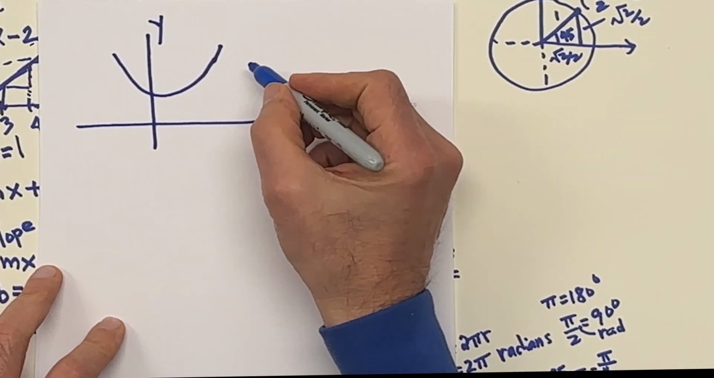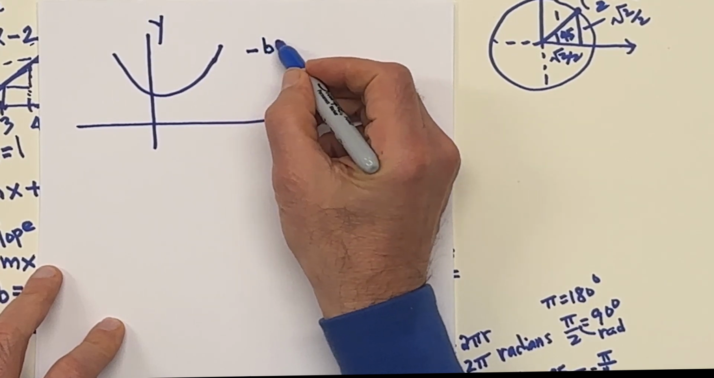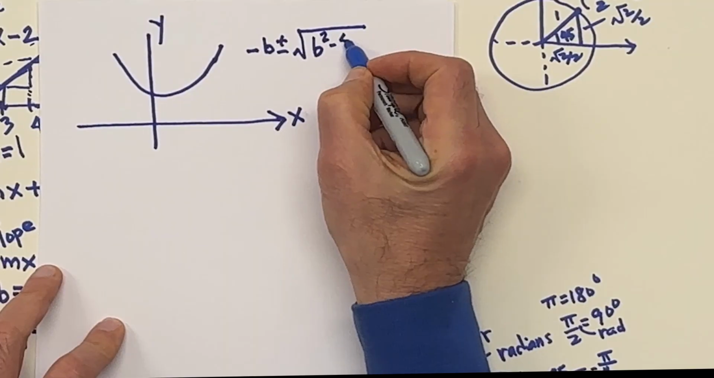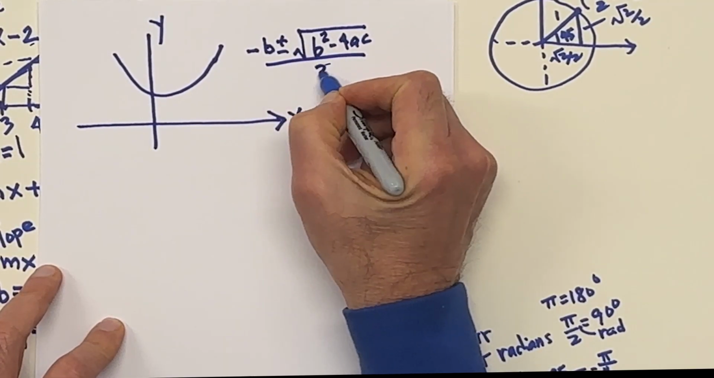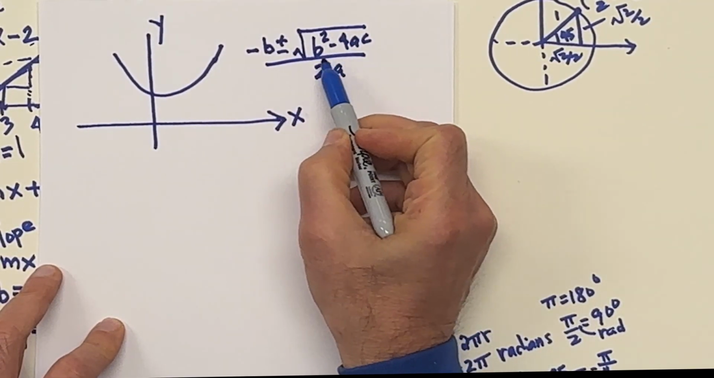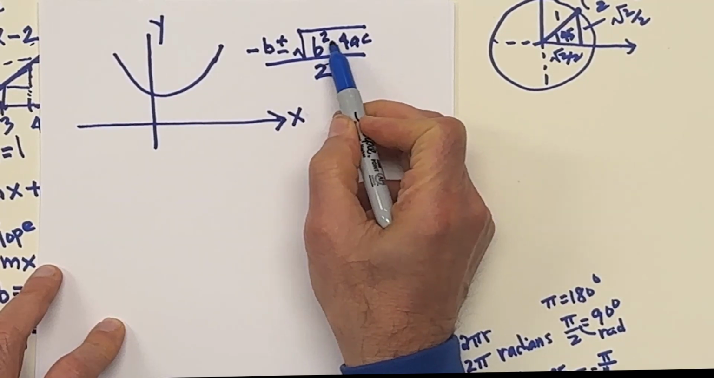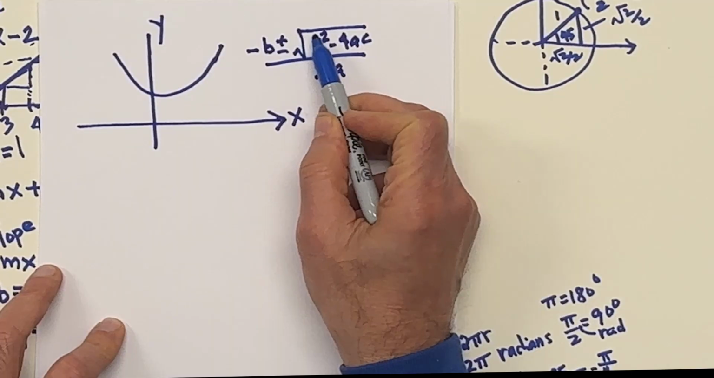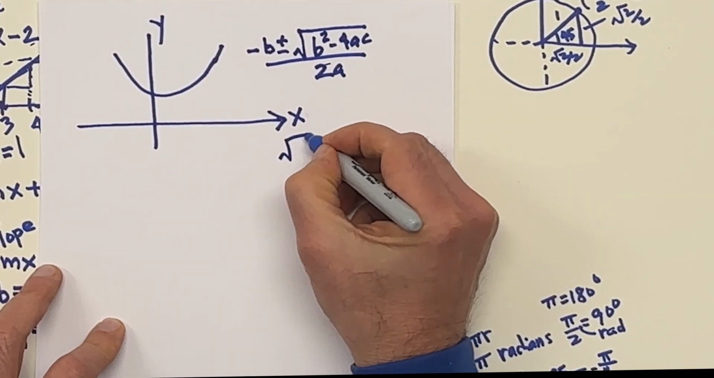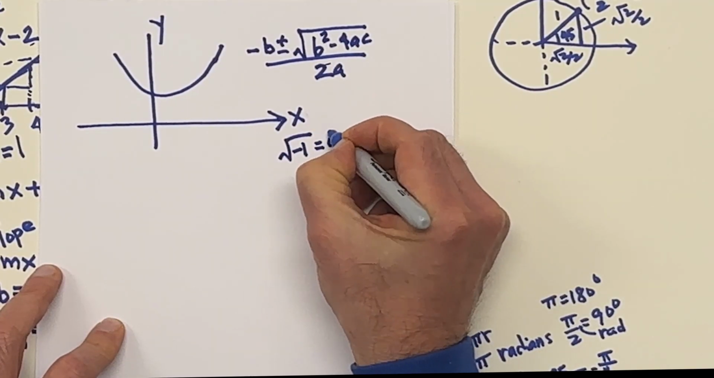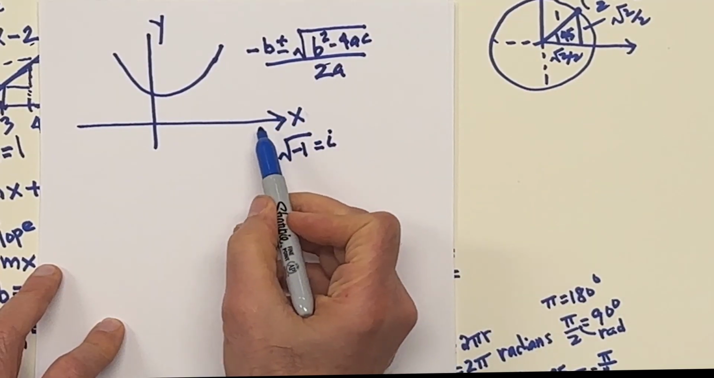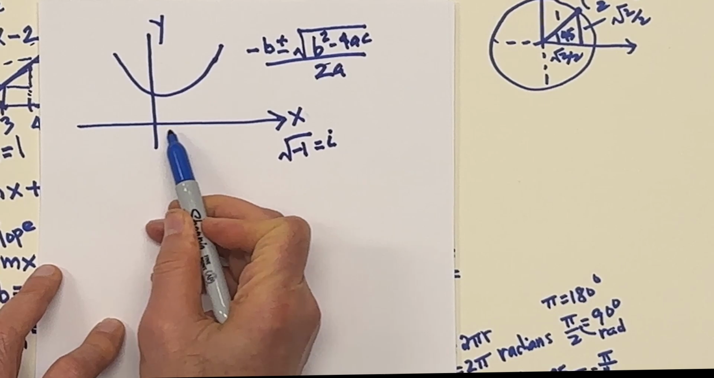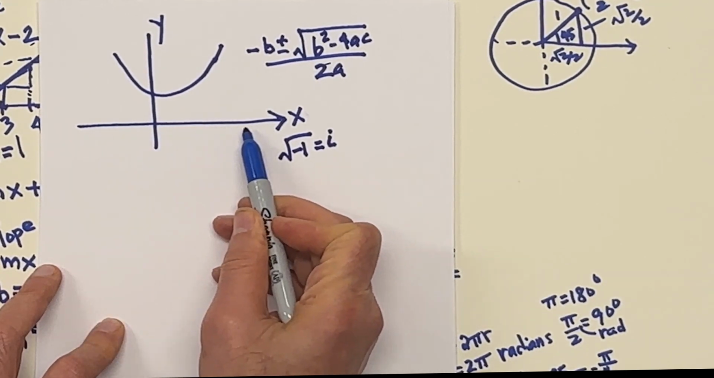Well, when that occurs, we look at our general solution, and you will find that this discriminant in here becomes negative. So you take a square root of a negative number, which is an imaginary number, which we call i. So there are no solutions where x is a real number on the number line.